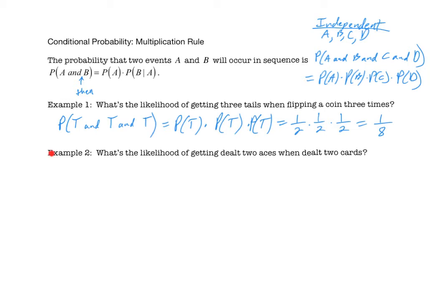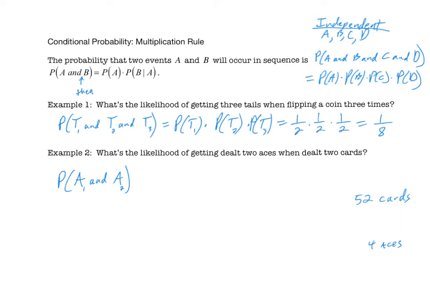Now, in example 2, what's the likelihood of getting dealt 2 aces when dealt 2 cards? If you're not completely familiar with the deck of cards, we will go much more in depth into that in the next video when we discuss the addition rule. Just for now, know that there are 52 cards in the standard deck, and 4 of them are aces. So what's the likelihood of getting dealt 2 aces when dealt 2 cards? That's the same thing as technically getting dealt an ace and then another ace. So if you wanted to, ace 1, ace 2. Could have done that up here as well: tails 1, tails 2, tails 3. Don't need it, though.